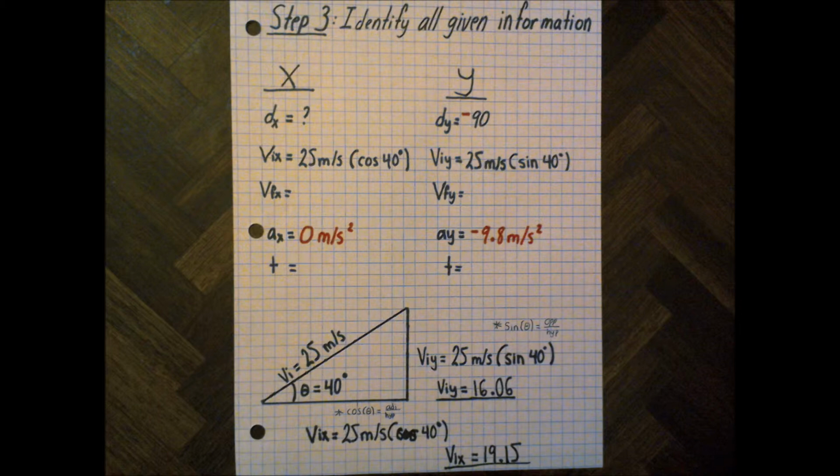We also know that ax equals 0, and viy is 25 meters per second sin 40, because sin is opposite over hypotenuse, and vix will be 25 meters per second cosine 40, because cosine is adjacent over hypotenuse, and that is where they are located when you put them next to the triangle.